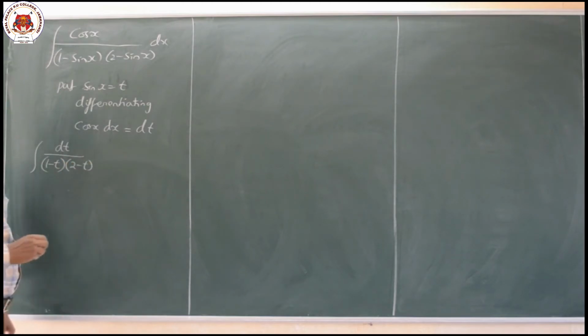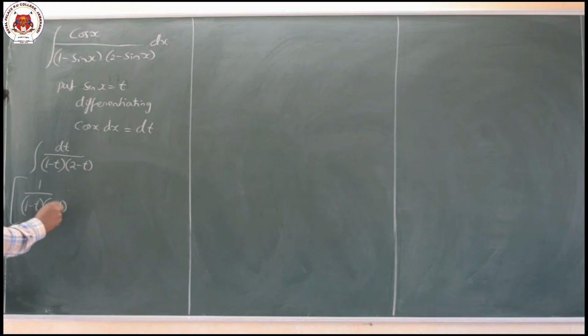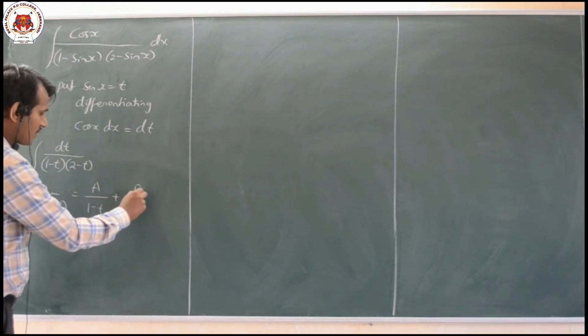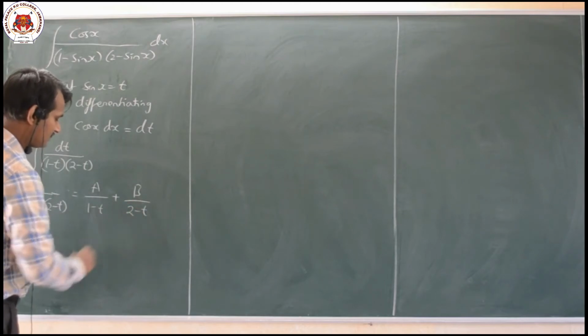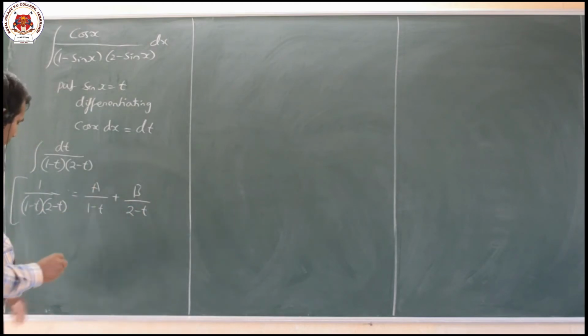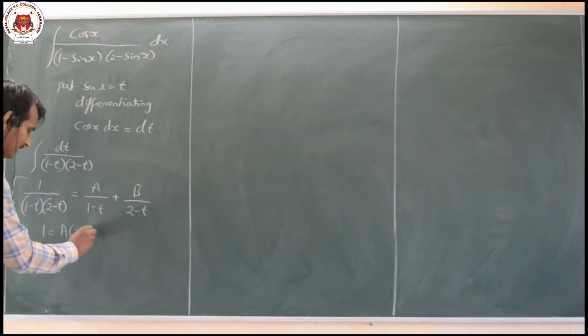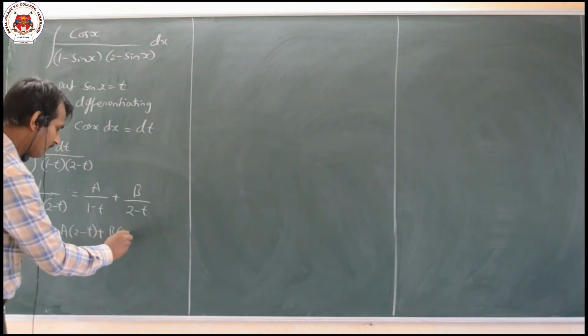Okay. Now, here I can make use of partial fractions. So, now what we get by making use of partial fractions, 1 divided by 1 minus t into 2 minus t, is equal to a divided by 1 minus t plus b divided by 2 minus t here. Cross multiply here, that is nothing but 1 is equal to a into 2 minus t plus b into 1 minus t.